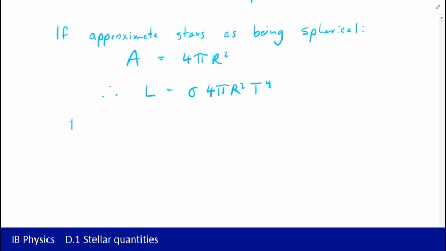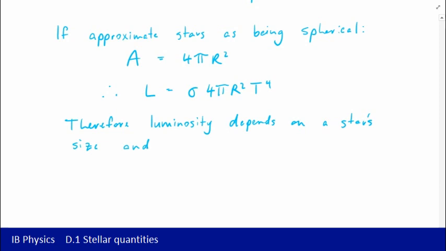That means that luminosity is dependent on two quantities of the star. You can see from that equation, luminosity depends on a star's size, and here we're talking about the radius of the star, or you could consider the surface area of the star, and its temperature. We'll take a bit more of a look at those ideas as we go into subtopic 8.2, where we'll look at classifying stars, and that relates back to both their temperature and their size, and a few other quantities as well.